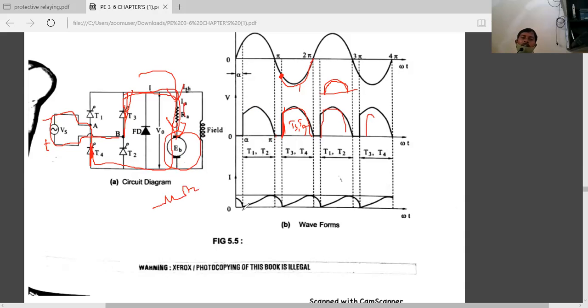This repeats, and as it is an RL load, the current increases gradually, and whatever energy is stored in the inductor is released in this gap only, and again charges for the next half cycle. If you use a motor with high capacity, the inductive nature is greater, so the current will be continuous like this: decreases, increases, decreases, increases. Continuous output takes place if you use a larger inductance of the motor.